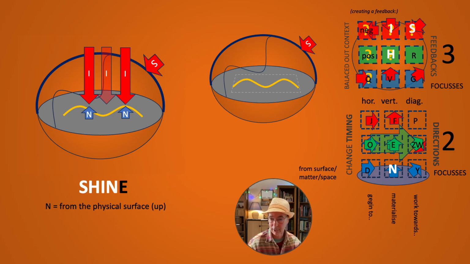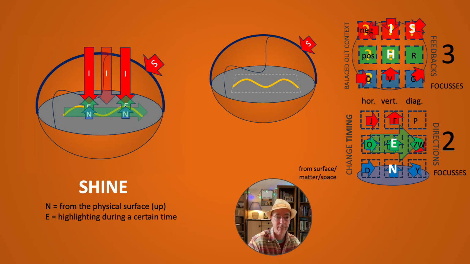It starts from my spatial references, and I take something up. So from the surface or the matter of the space, I will take something up in directions. That means I have an inwardly shining in. It reflects on the physical surface upward. And with E as a last letter, it will also be highlighting, or be possible as a highlight in a certain time context. And that's what the shine is.